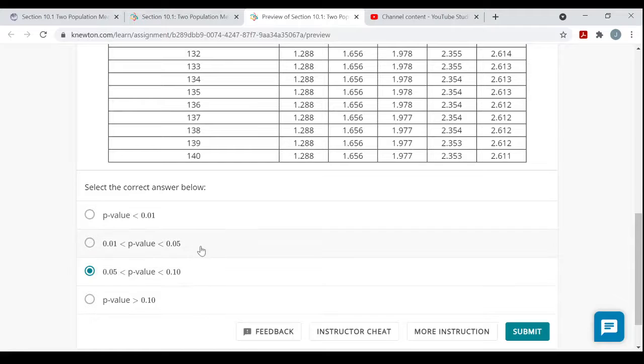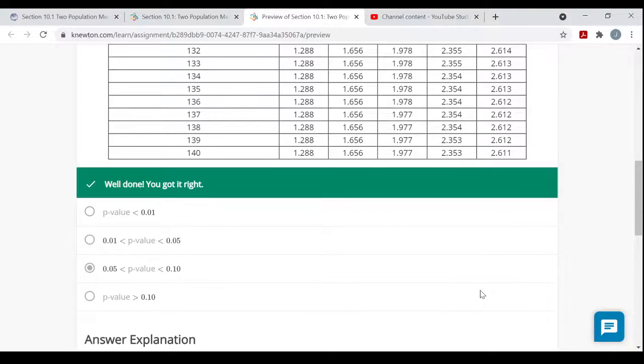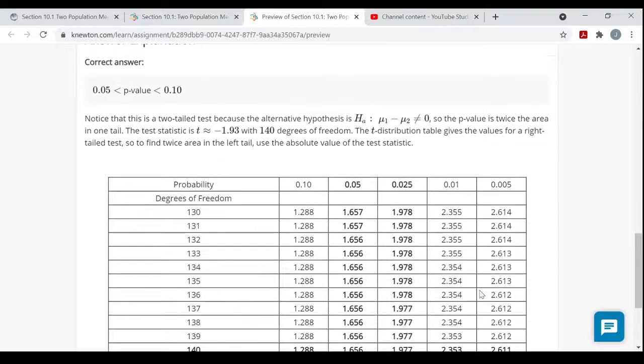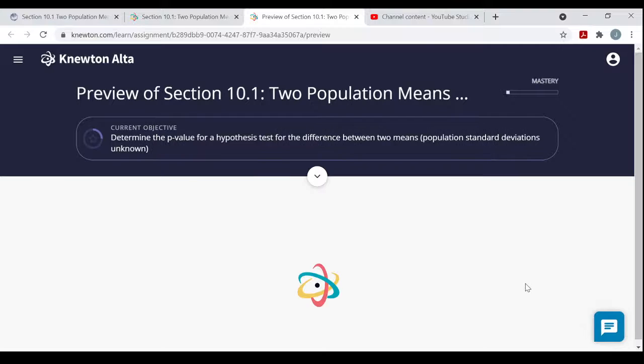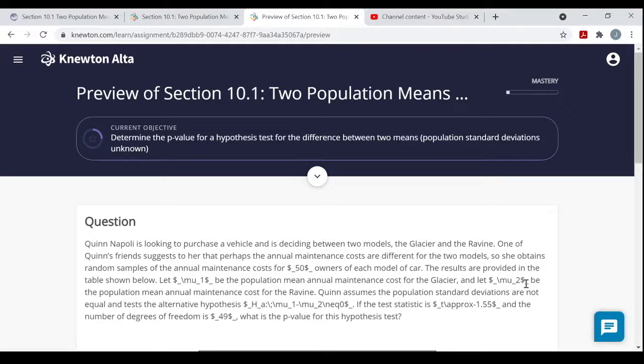You could use a calculator as well and actually find the p-value, right? We said the p-value was 0.056, which is definitely between 0.05 and 0.1. So reading the table, using the calculator, either way is fine. And that's all we're asked to do, I believe. Yeah, before it goes to another question.